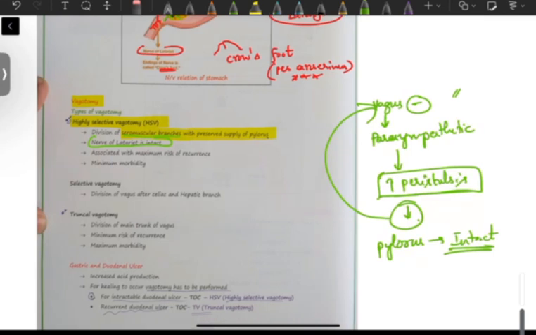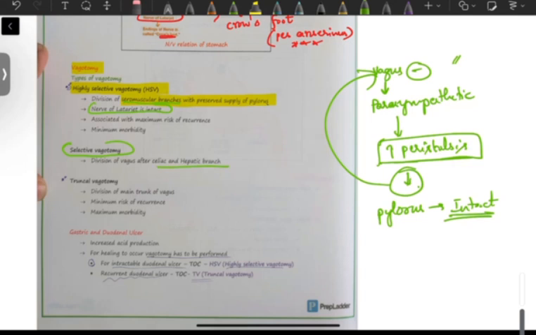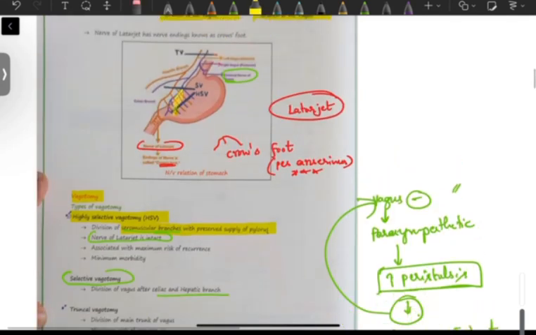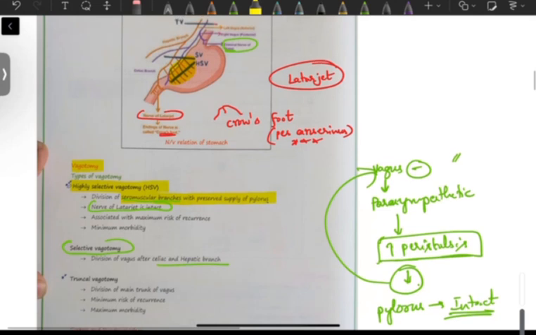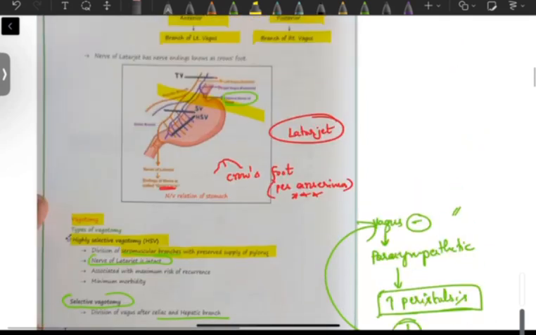Okay, then selective vagotomy, in which division of vagus after the celiac and hepatic branch is cut off. So if it is highly selective vagotomy, we'll do only seromuscular branches. If it is selective vagotomy, after this division, we'll remove whatever branches we get. After hepatic and celiac, everything else of the vagus nerve is cut off. Truncal vagotomy means division of the main trunk of the vagus. That means even before it gives all these branches, we are cutting off the vagus.